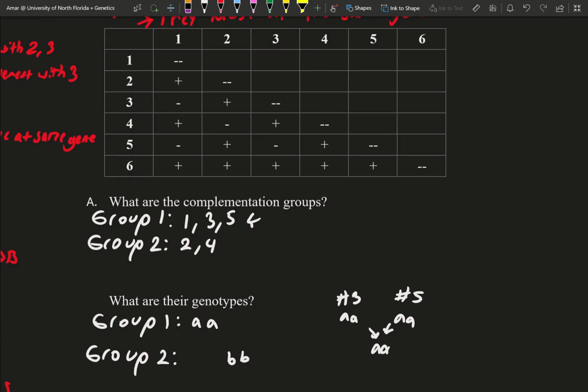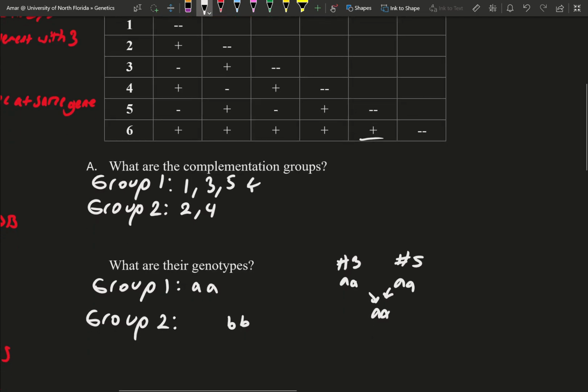Number 4 complements number 5 and number 6, which we expected because number 4 is in the same group as number 2. Number 5 is complementing with number 6, and we've already established that number 5 is in the same complementation group as group 1. Okay, and then that leaves number 6.